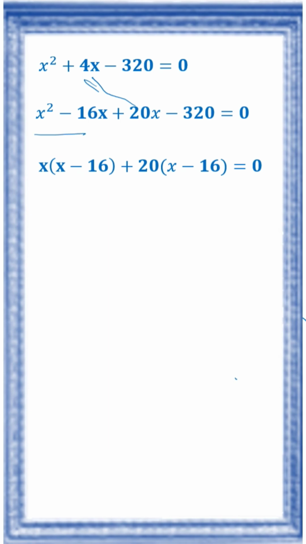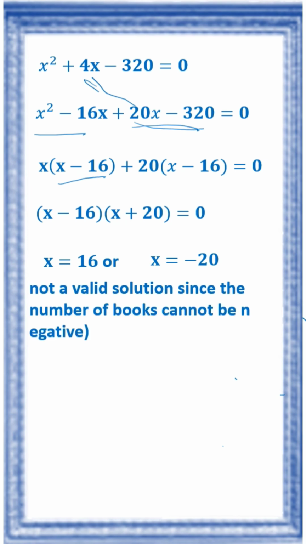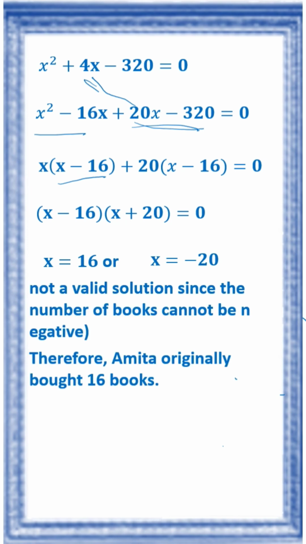Now let us group. Here x is common, here 20 is common. Now x into x minus 16 plus 20 into x minus 16 is equal to 0. So x minus 16 into x plus 20 is equal to 0. So x is equal to 16 or x is equal to negative 20, which is not valid since the number of books cannot be negative. Therefore, Amitabh originally bought 16 books.